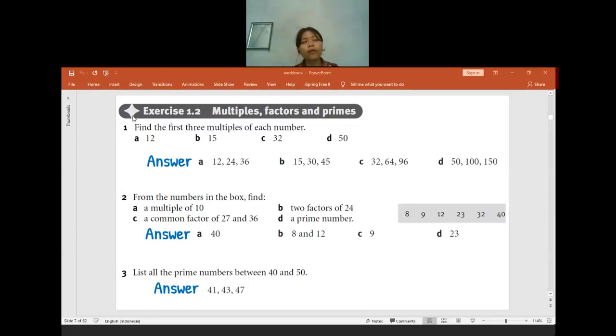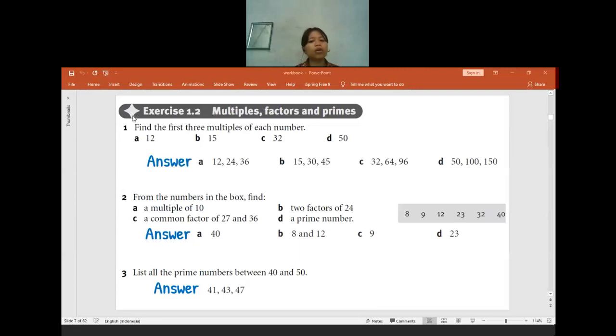If I move to 44, 44 is divisible by 2, so 44 is not a prime number. 45 is divisible by 5, so 45 is not a prime number. And then 46 is divisible by 2, so 46 is not a prime number. 47 cannot be divided by any number, so yes, 47 is a prime number. And then move to 48. 48 is divisible by 2, so no. 49 is divisible by 7, so it's also not a prime number. So the prime numbers between 40 and 50 will be only 41, 43, 47.